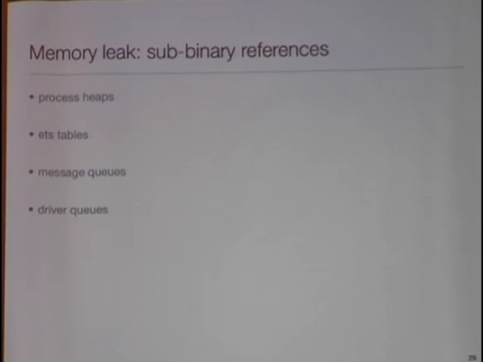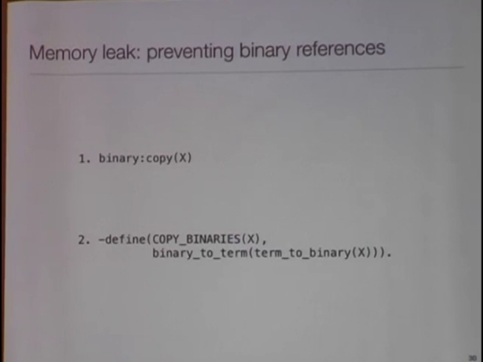So if you have a high traffic application, and some slow downstream, you can get bottlenecked on memory really quickly. So the solution to that problem is to call binary copy. This function was introduced, I believe, in R14. And it works really well. It can copy any binary, but also a subbinary. If you have a subbinary, it takes that slice and creates a new object out of it.